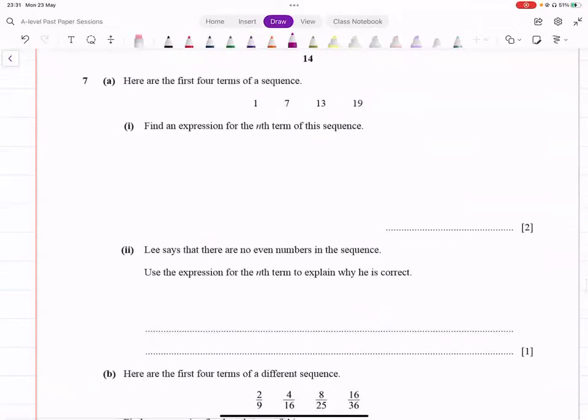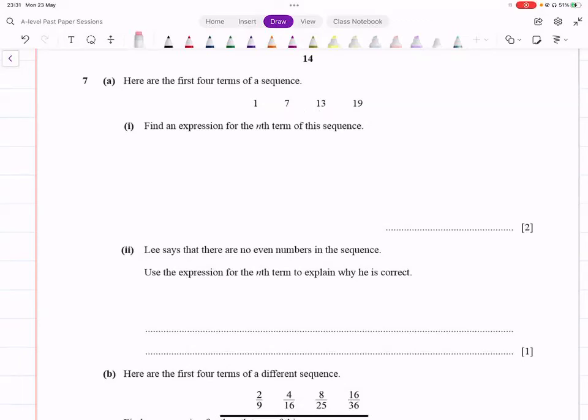Question number 7. Now it says here are the first 4 terms of a sequence, and now we've got sequences. We have to find an expression for the nth term of the sequence. So हमें एक तो linear sequences को करना आना चाहिए. We've got the sequence 1, 7, 13, and 19. So you see the difference is 6 here, 6, 6. It's constant difference. So ये linear sequence है.